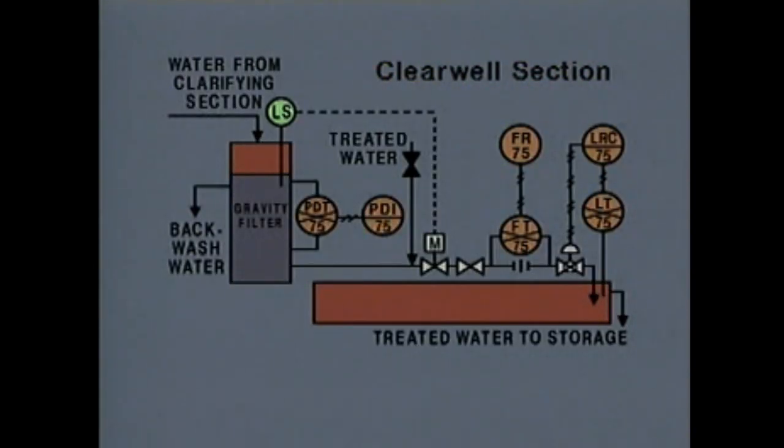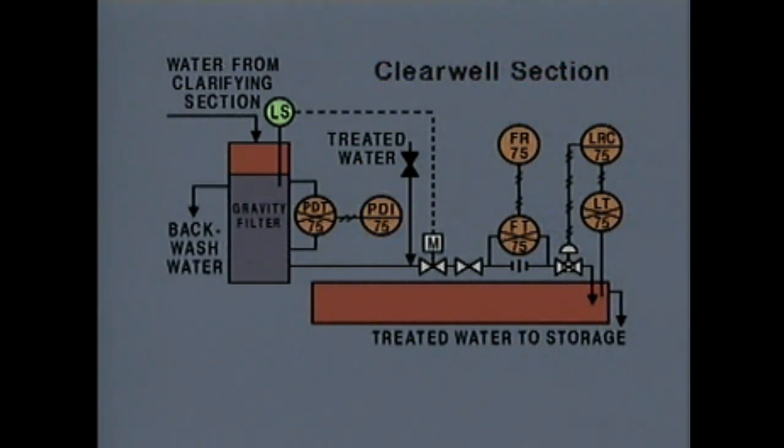The major components in the clear well section are a gravity filter and a clear well. The gravity filter removes the small amount of solids that haven't settled out. Water enters the filter through this line and leaves through this line. This symbol represents a pressure differential transmitter. The transmitter receives pressure signals from the two connections located on the filter. The transmitter produces a pneumatic signal that's proportional to the difference in pressure across the filter. The transmitter signal goes to this remote pressure differential indicator.